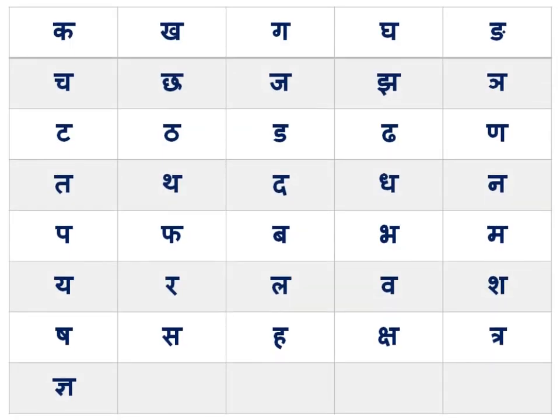Here you can see the list of 36 consonant letters. We'll first practice the pronunciation of these 36 letters. Then in upcoming videos, you will learn vocabularies that are formed from these consonants. And today we will learn row by row.